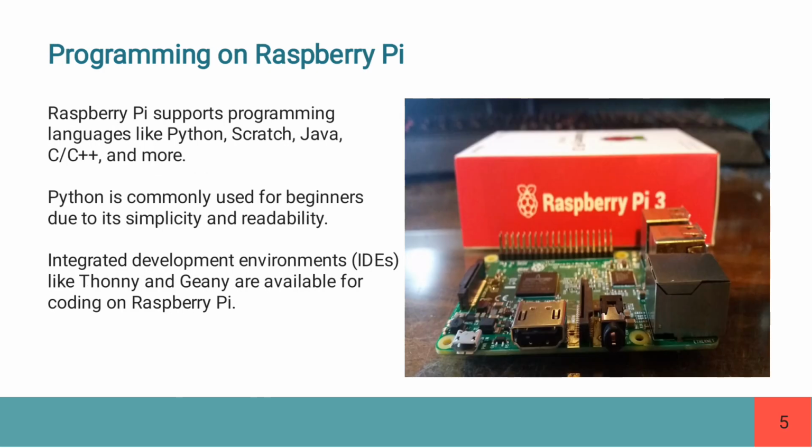And programming on the Raspberry Pi. The Raspberry Pi supports programming languages like Python, Scratch, Java, C or C++, and more. Python is commonly used for beginners due to its simplicity and readability. Integrated development environments, IDEs like Thonny and Geany, are available for coding on Raspberry Pi.